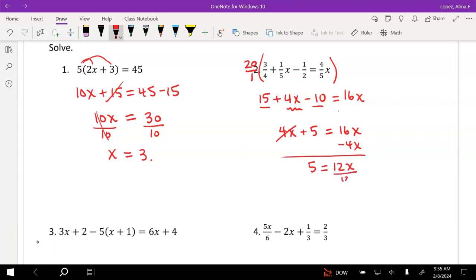To solve for x here, I'm going to divide both sides by 12. On the right, the 12's cancel and I get x. And on the left-hand side, 5 over 12 doesn't reduce any further, so that's it.